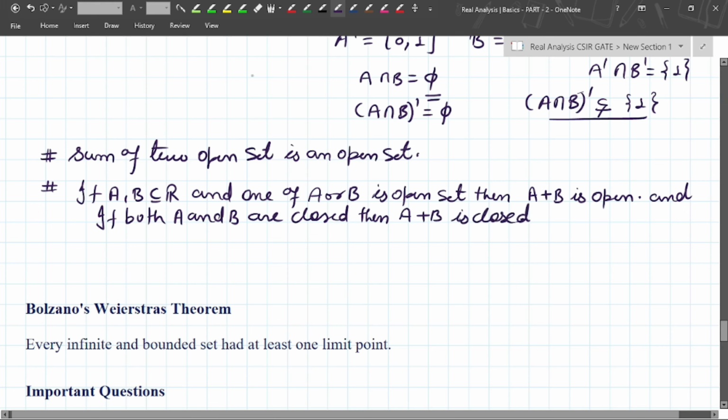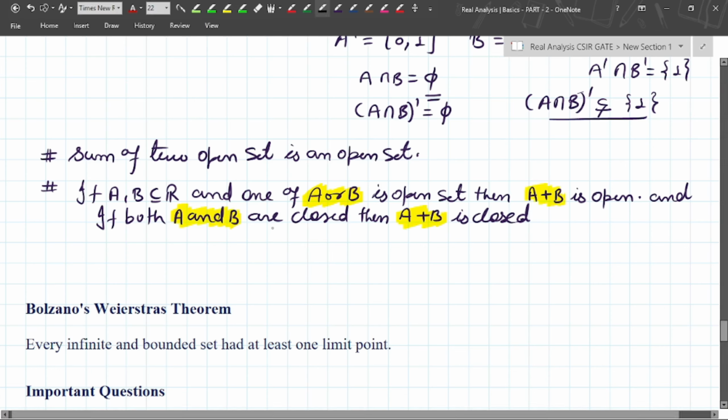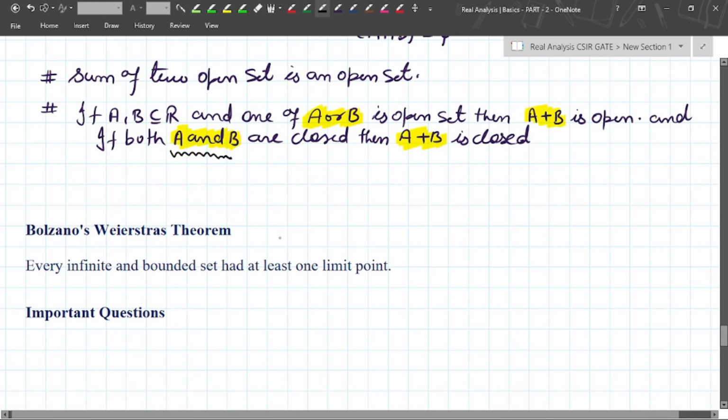This is the highlight point. Here it is A or B. Here it is A and B. Just highlight this point. Here, if only one is open, that is okay. But here, both must be closed, and then A plus B is going to be closed. This is all about limit points and so on.